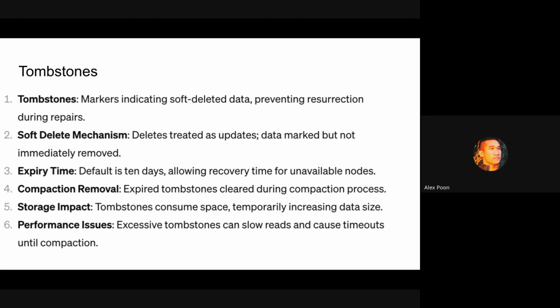By default, each tombstone has an expiry of 10 days. The purpose of this delay is to give a node that is unavailable time to recover. If a node is down longer than its value, then it should be treated as failed and replaced. Tombstones are removed as part of compaction. During compaction, any row with an expired tombstone will not be propagated further.